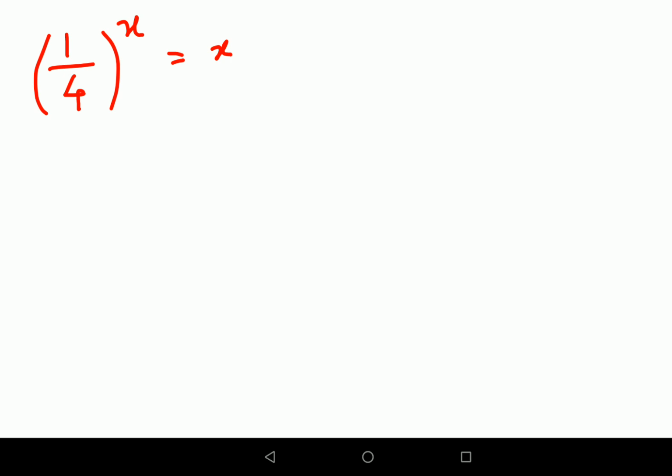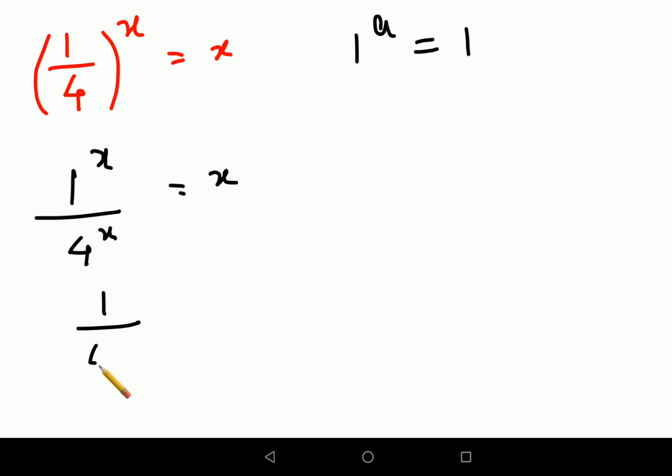Okay. So here in this case, what we can do is see, I can split this index, right? As nothing but 1 raised to x upon 4 raised to x is equal to x only. Now see, 1 raised to any number will always be what? Just 1. So I'll write this as nothing but 1 upon 4 raised to x equals x.